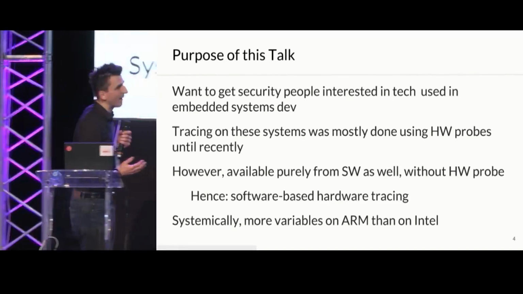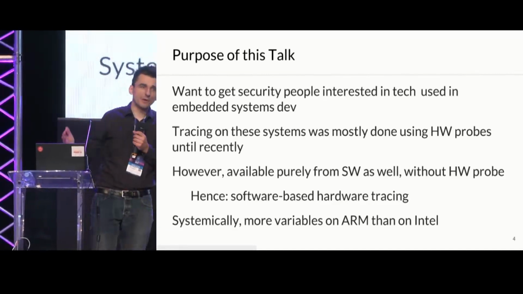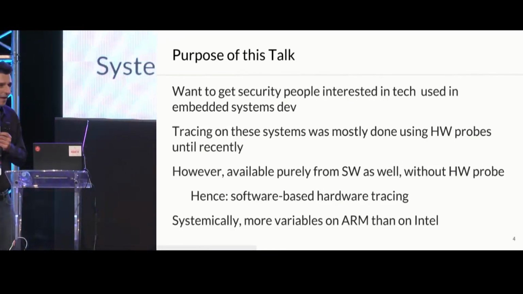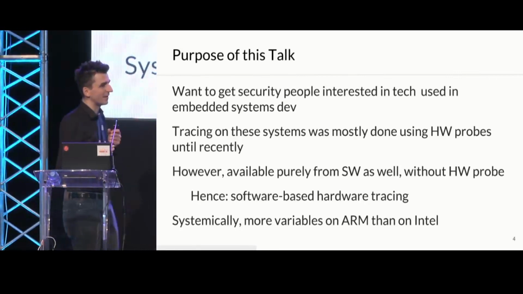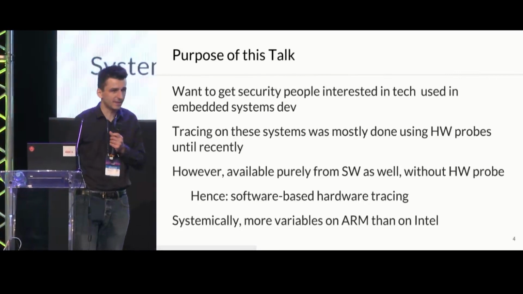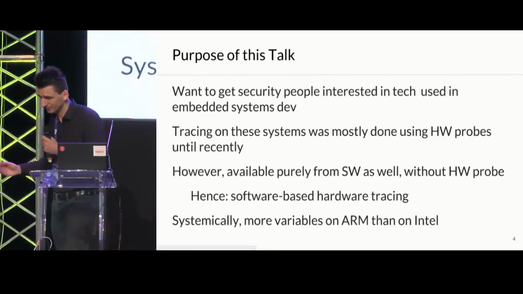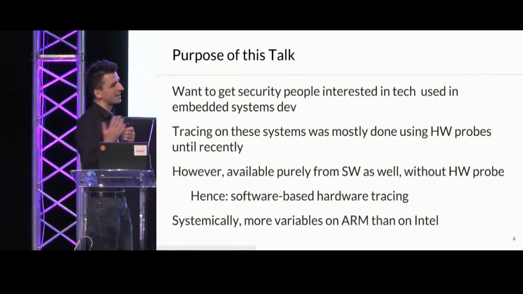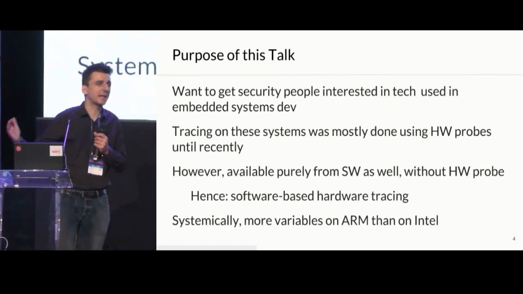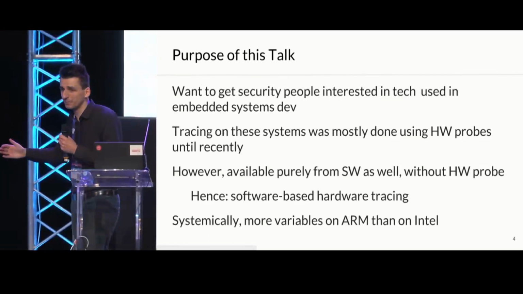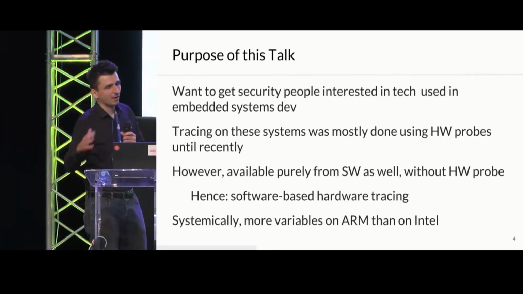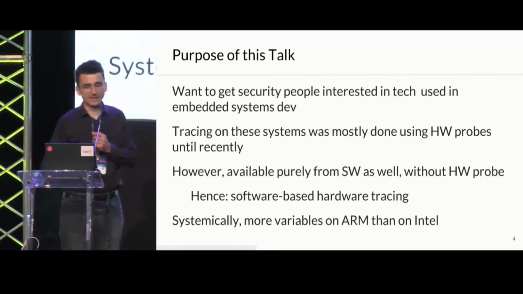However, systemically, the number of parameters of things that can go wrong is vastly bigger than on Intel. So Intel has a similar technology these days. It's called Intel Processor Trace. But with Intel Processor Trace, you can be sure if you buy say a Skylake or later generation processor, you will have Intel Processor Trace and that'll work for you. This is not the case for CoreSight.